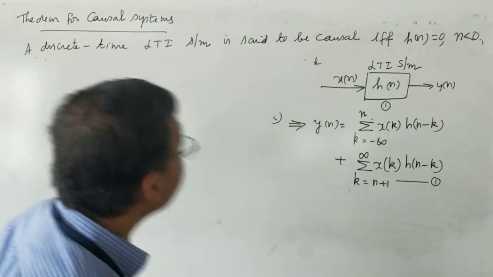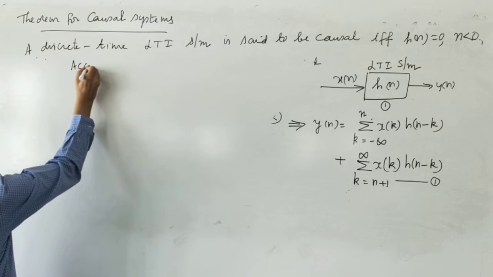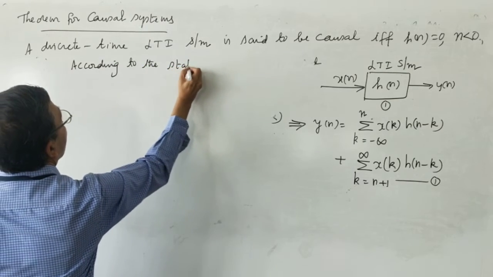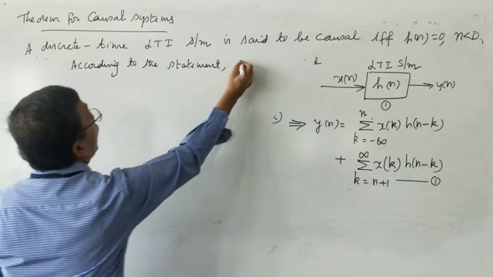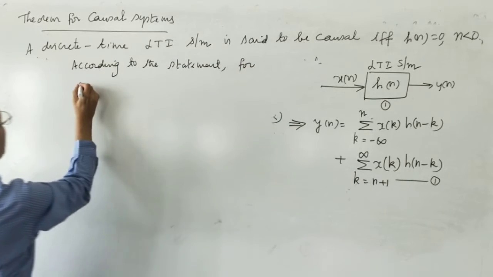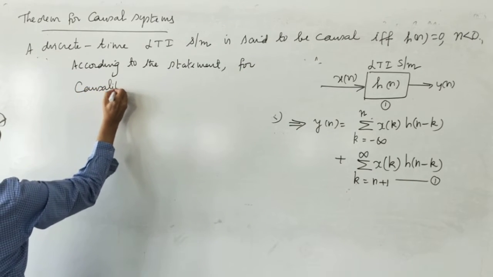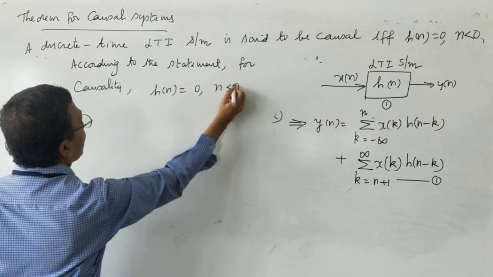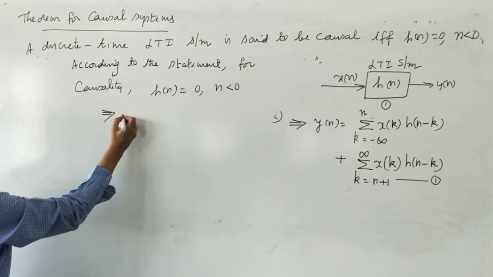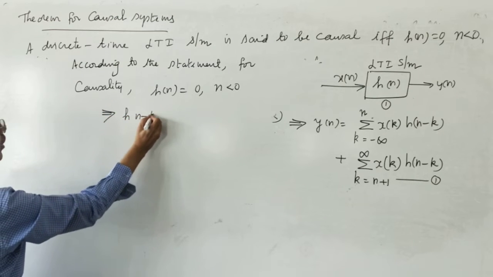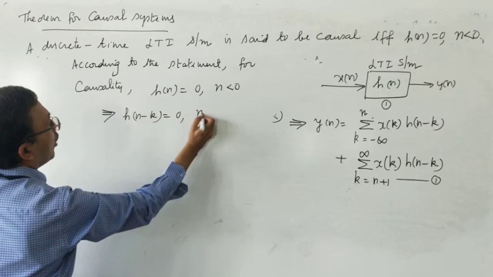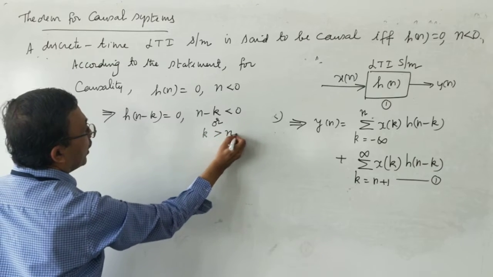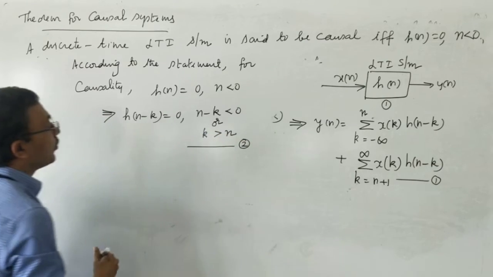According to the statement for causality, h of n equals 0 for n less than 0. This implies, replace n by n minus k, h of n minus k equals 0 for n minus k less than 0, or k greater than n. This I call equation 2.